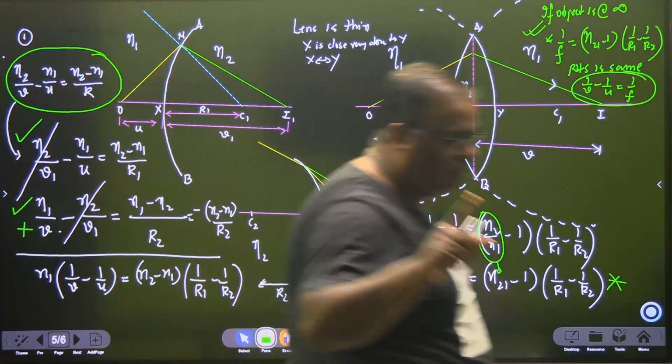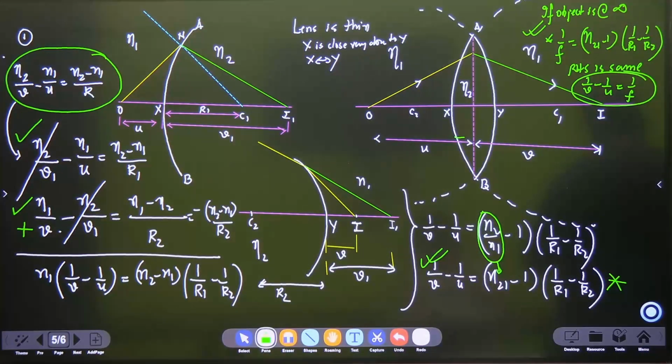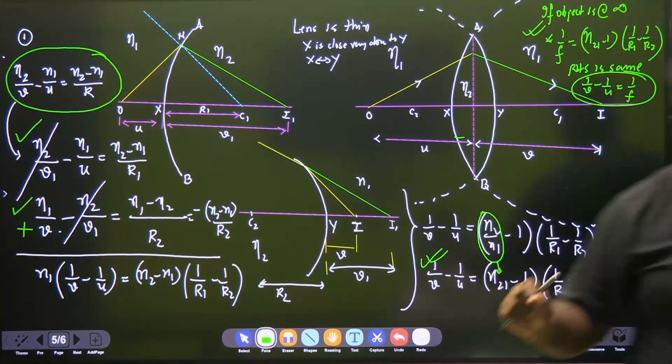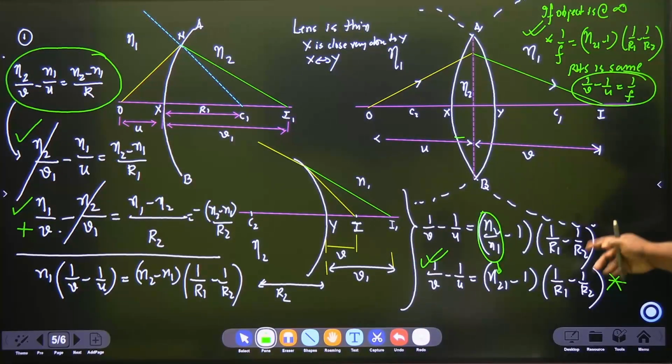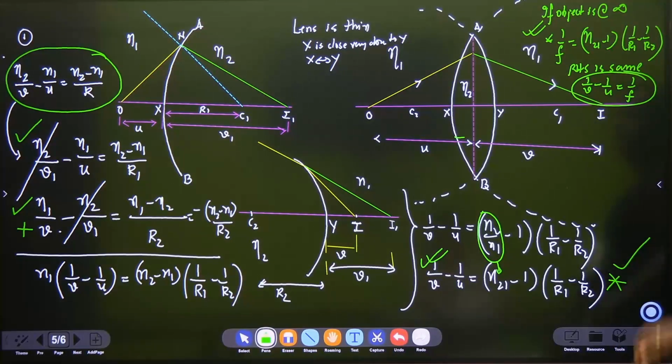So what was the first formula that you learned? The formula for refraction at a spherical surface. What was the next one that you learned? That is this one. What is this? This is the lens maker's formula. What is this? This is the thin lens formula.